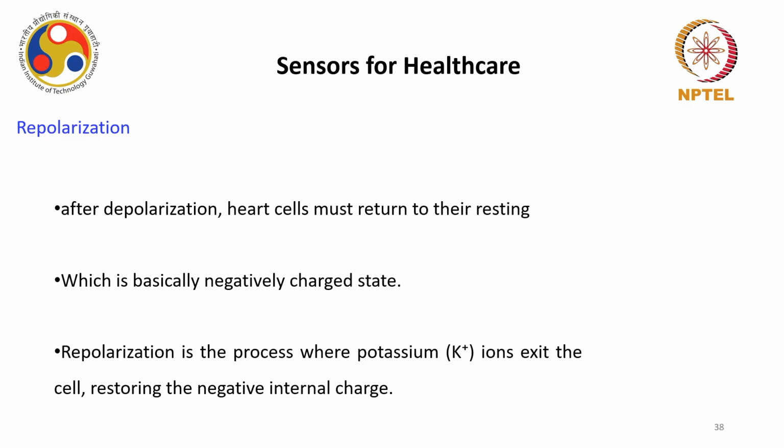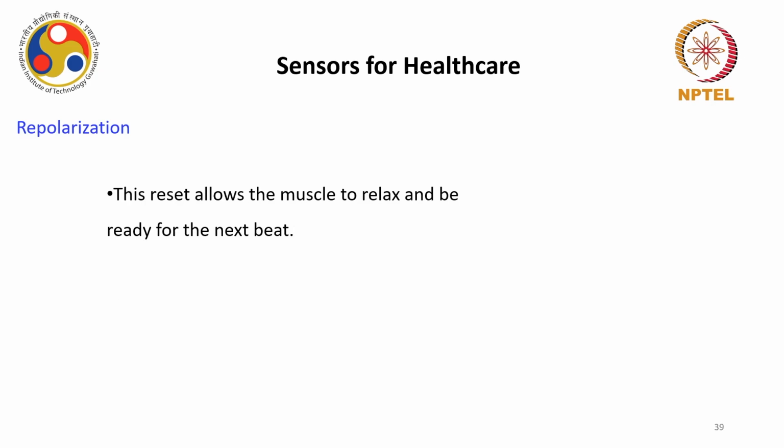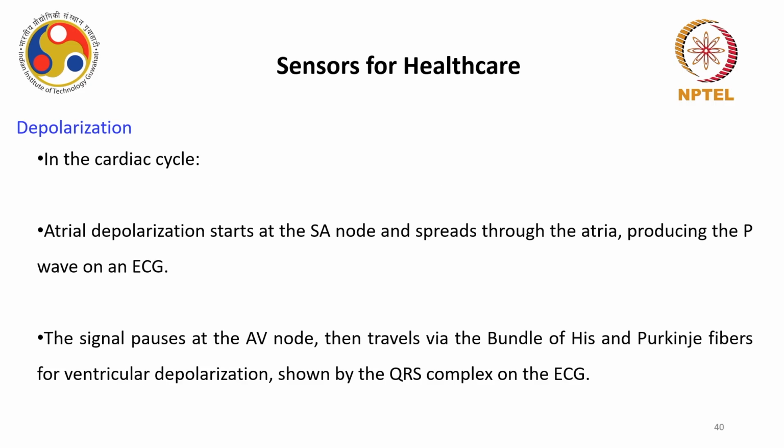Okay, so repolarization is the process where potassium ion, which is again a positive ion, exits the cell, restoring the negative internal charge. So it exits from inside and then you have restored the negative charge. Okay, so this is kind of a reset, and this reset allows the muscle to relax and be ready for the next beat.